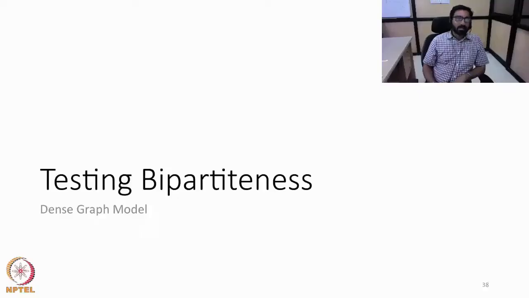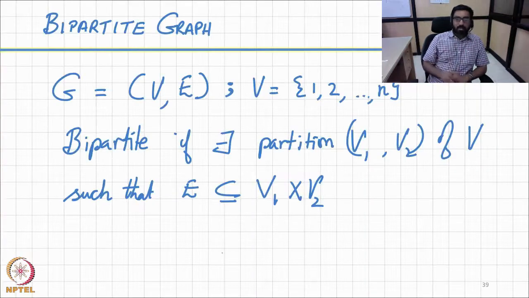In this last segment, we're going to look at the problem of testing whether a given graph is bipartite or not. And of course, we are again in the dense graph model, which means that the type of queries we can ask are of the form, is there an edge between these two vertices, say U and V? And using those queries, we must answer the question whether the graph is bipartite.